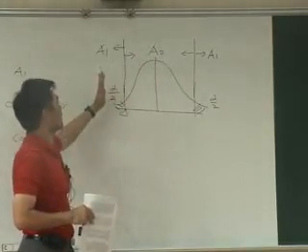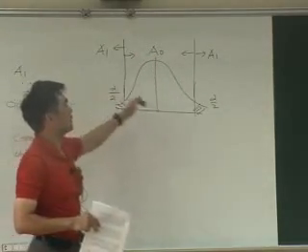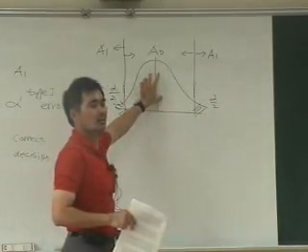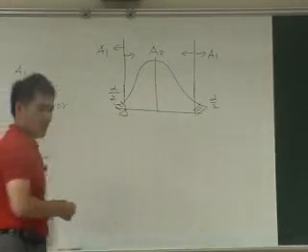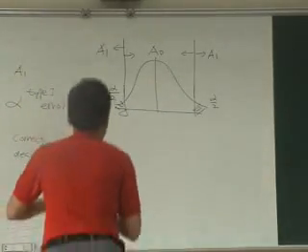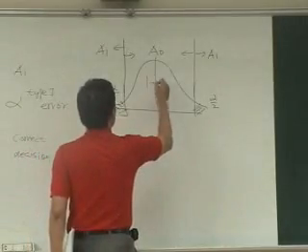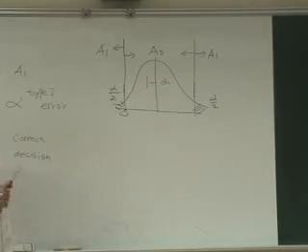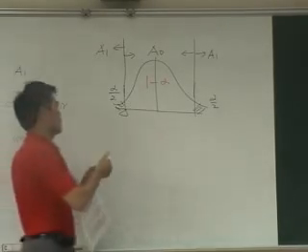So here you have alpha over 2. Here you have alpha over 2. What is in between? In between, that will be 1 minus alpha. Okay, so here it is 600.